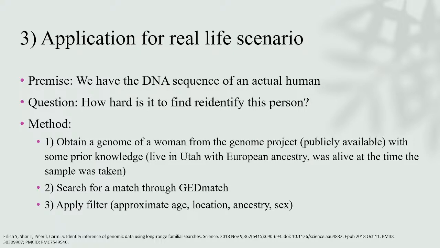They would obtain the genome of a woman from the 1000 Genomes Project, which is publicly available, with some prior knowledge. We know that she lived in Utah. We know that she had European ancestry, which actually is deducible from the genome itself, so it's not new. But the new thing is that she lived in Utah and that she was alive at the time the sample was taken. At least we know that. We don't know if she's still alive or not, and we don't know her age either. But when we search for a match through GEDmatch, we would then apply the filters, so we would have approximate age, location, ancestries, and we know that she's a female.